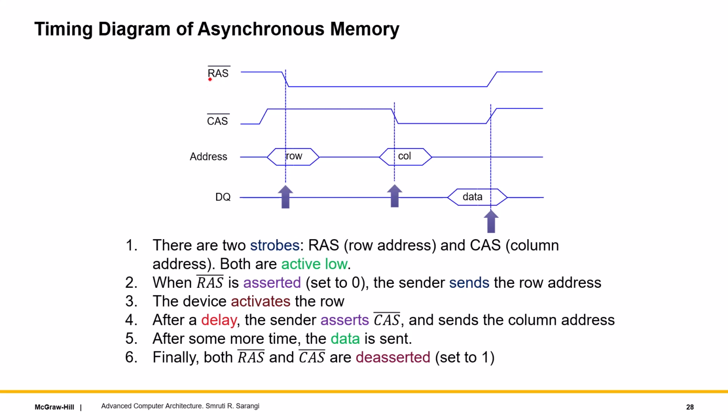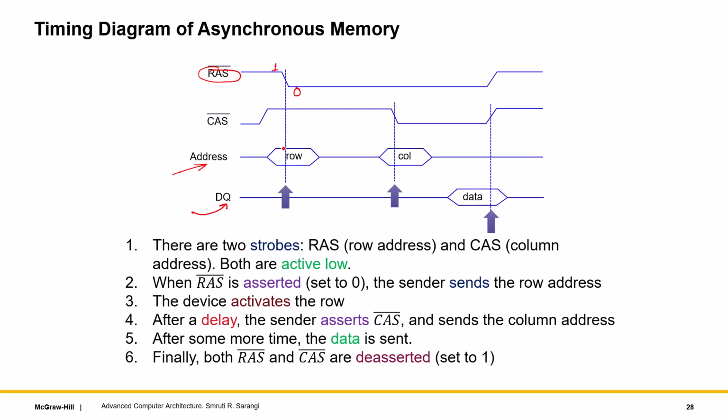So we'll have a row address strobe, again active low, a column address strobe, again active low, and we will send the address and the data. So the address lines will be called address and the data lines will be called DQ. So the idea is that when this row address strobe is asserted, so asserted means active low, which means it is 1 when it becomes 0.